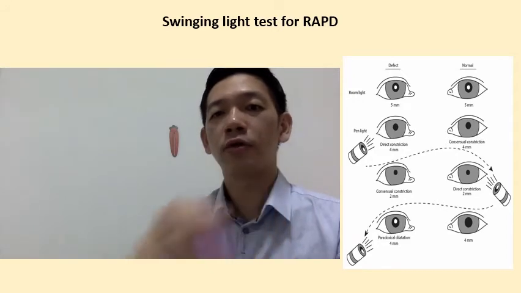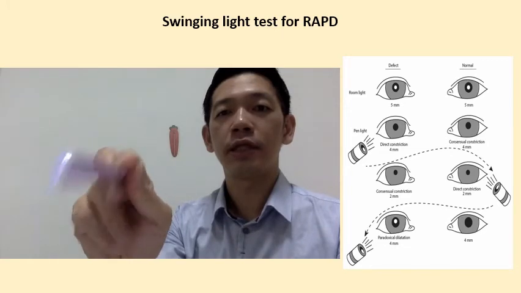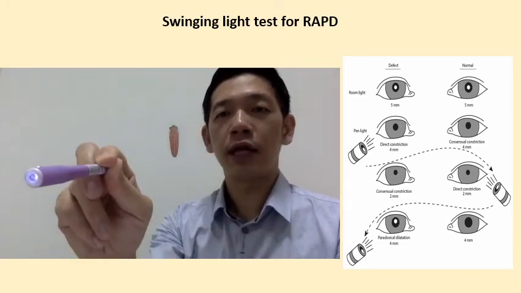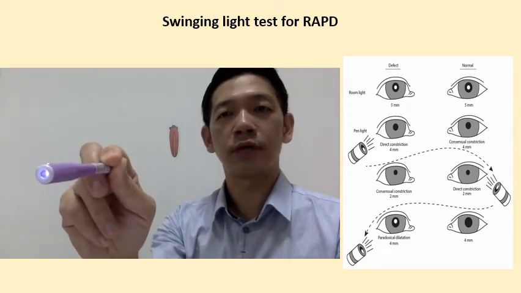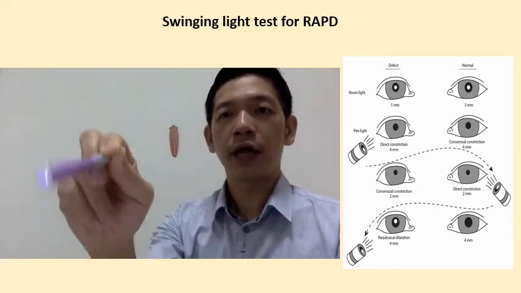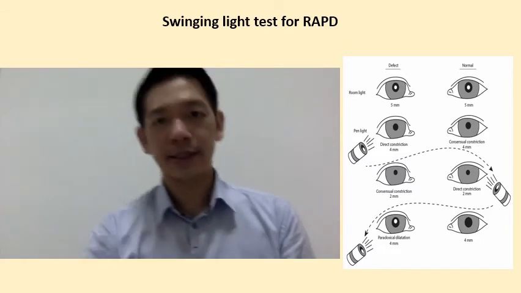By doing this swinging light test, you're able to see constriction over the right eye. When you swing to this eye, the left eye, instead of constriction, you see dilatation. Constriction over the right eye, dilatation over the left eye. This is a swinging light test.